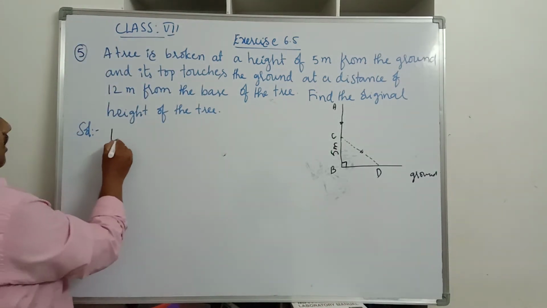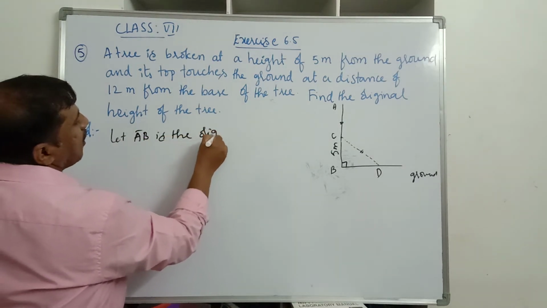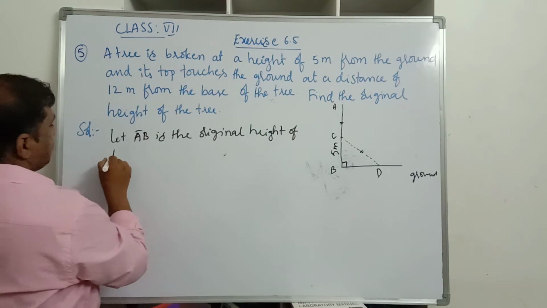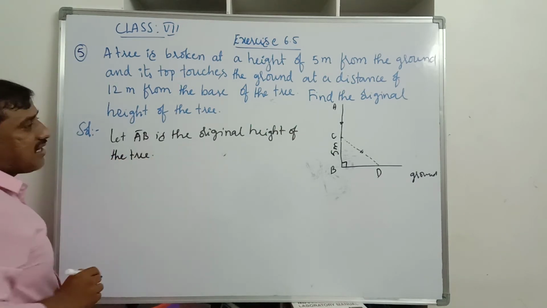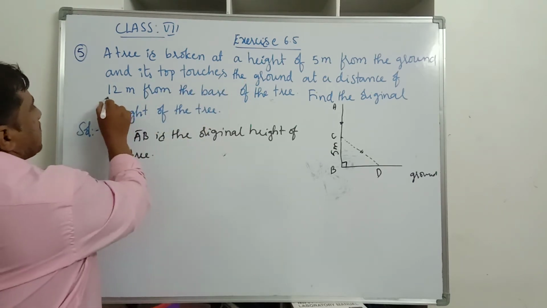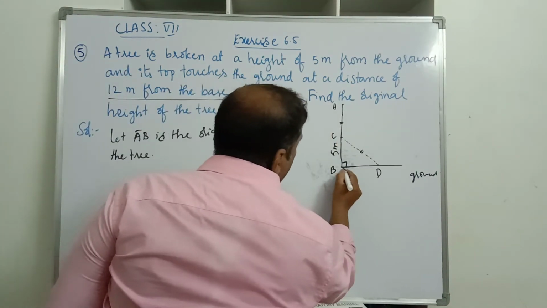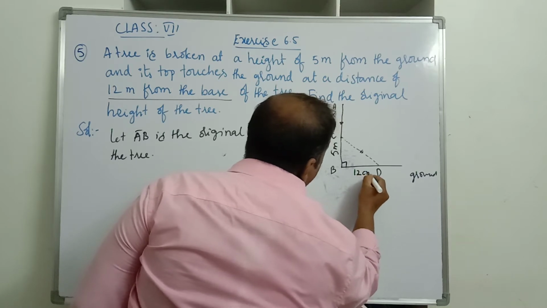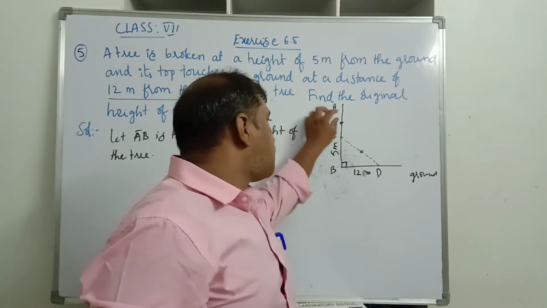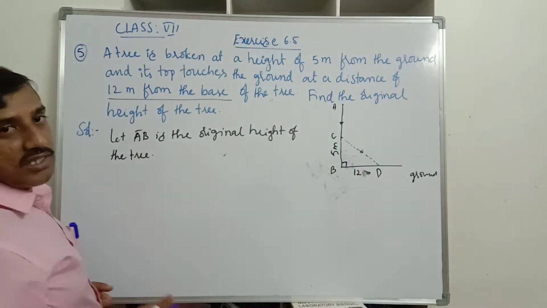Let AB be the original height of the tree. The top of the tree touches the ground at a distance of 12 meters from the base of the tree. Now this is the base of the tree and this is the top of the tree. So from here it is touching the ground at 12 meters. Now BD is equal to what? 12 meters. So this top is touching the ground 12 meters from the base. Therefore BD is equal to 12 meters.